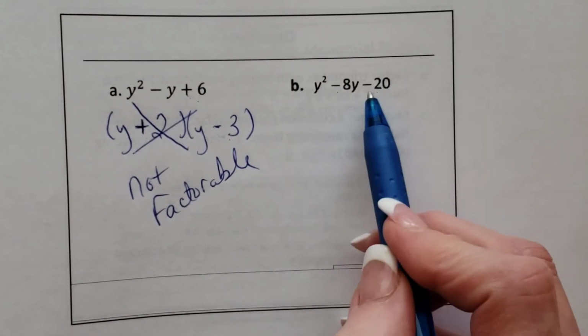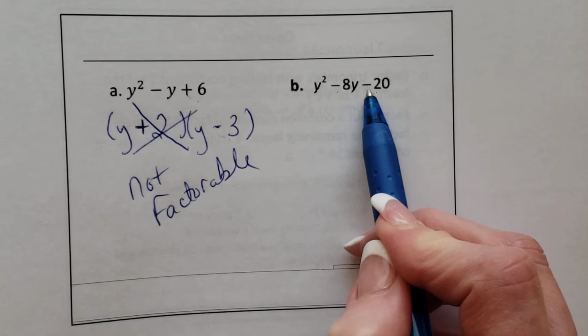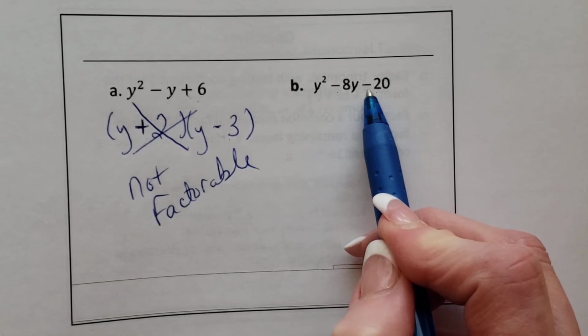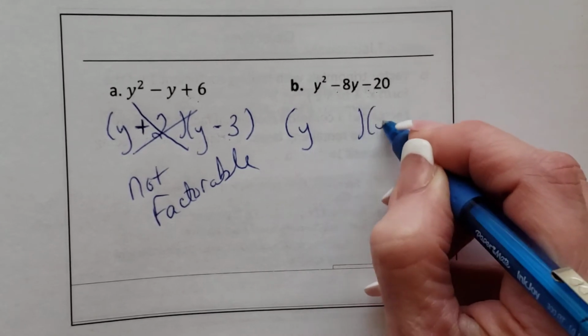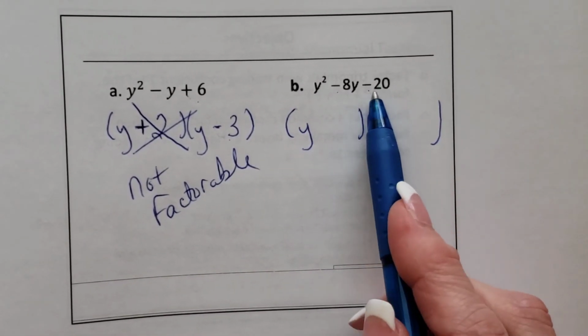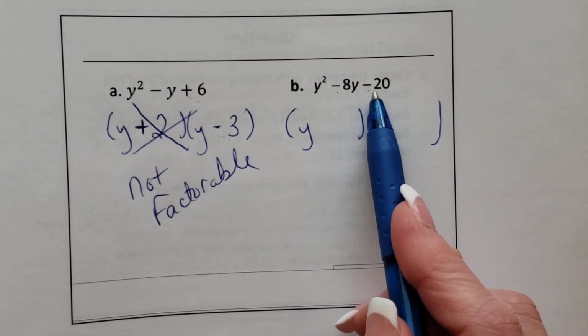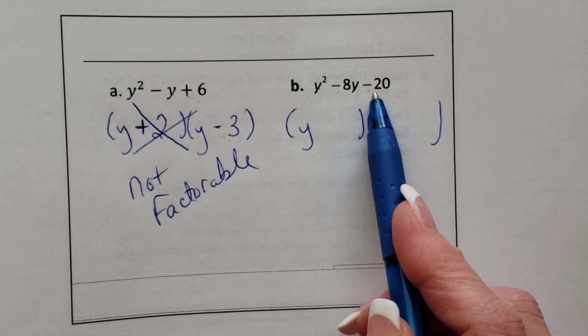Now letter B, our -20. Our 20 is negative, which means that both of our numbers have to have different signs. We have to have one positive and one negative. So the first thing we're going to do is break up that y squared. Now let's think of two numbers. When we multiply them, we get -20. That makes one positive and one negative. But when we add them, we get -8.